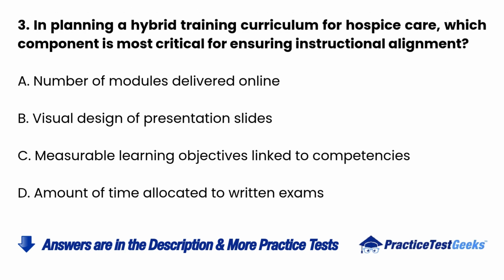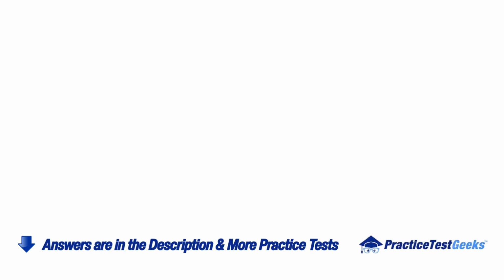3. In planning a hybrid training curriculum for hospice care, which component is most critical for ensuring instructional alignment? A. Number of modules delivered online. B. Visual design of presentation slides. C. Measurable learning objectives linked to competencies. D. Amount of time allocated to written exams.